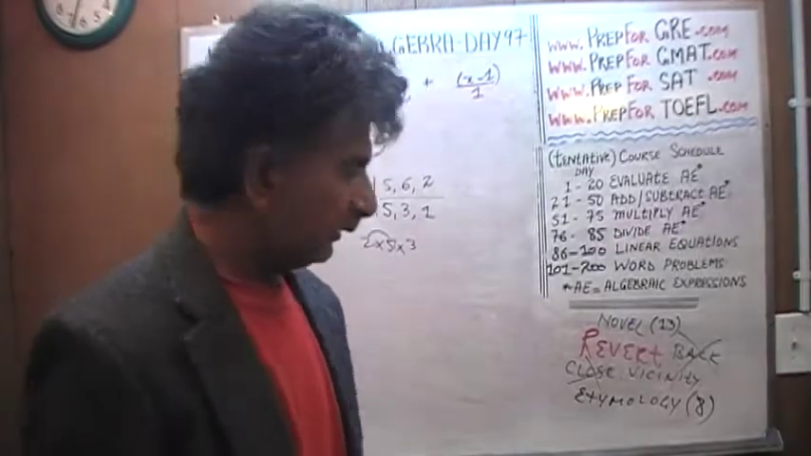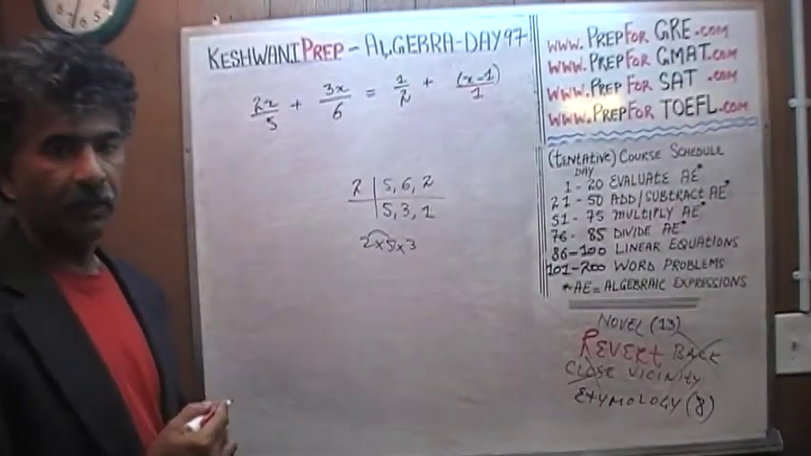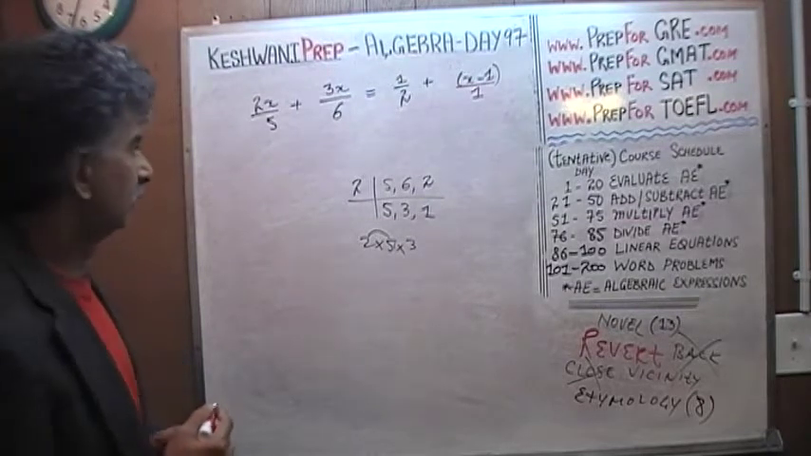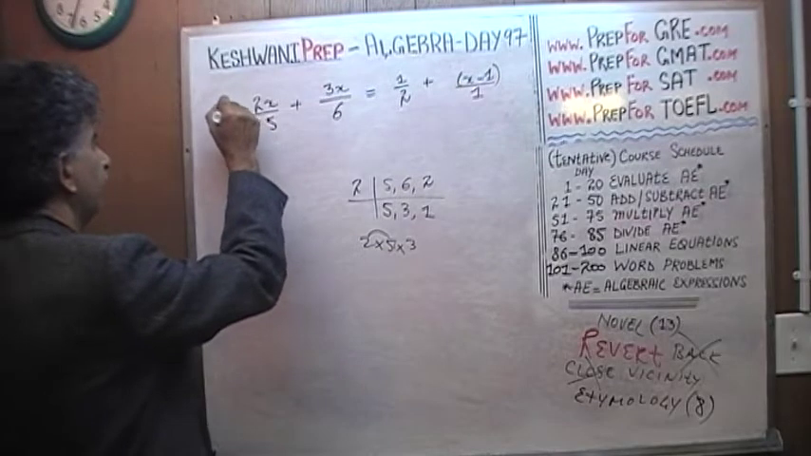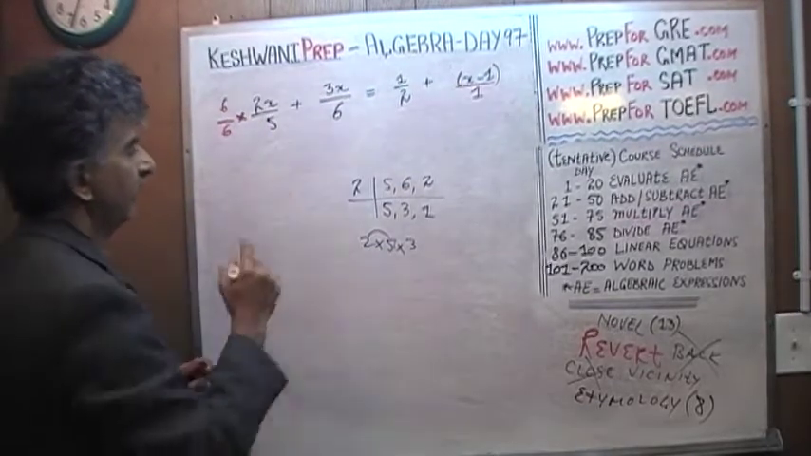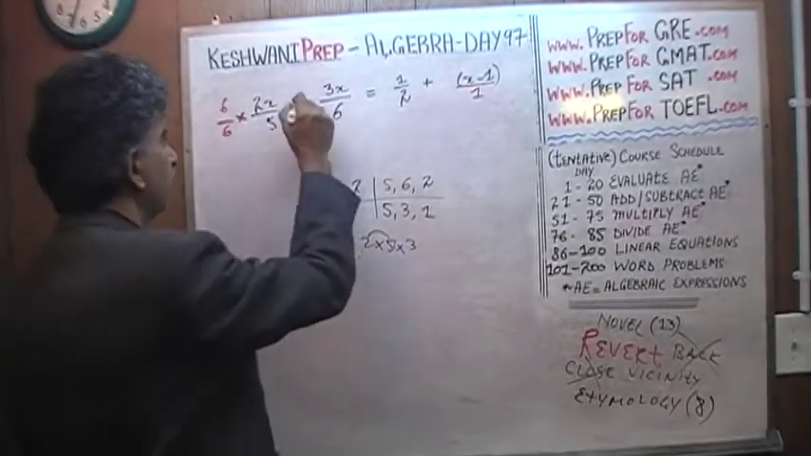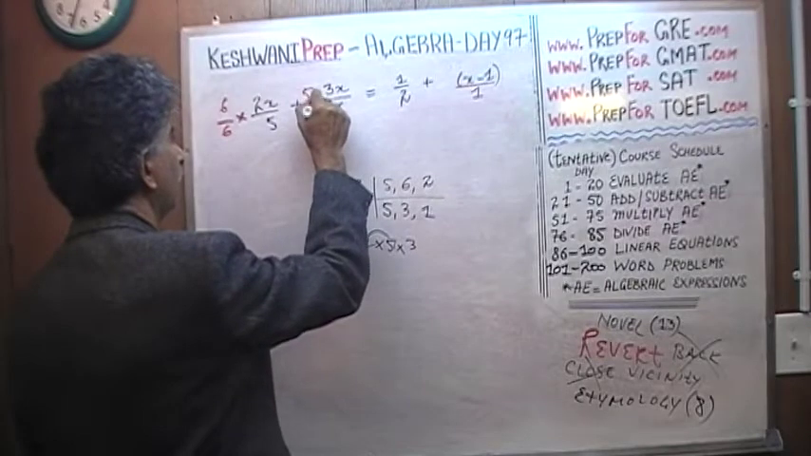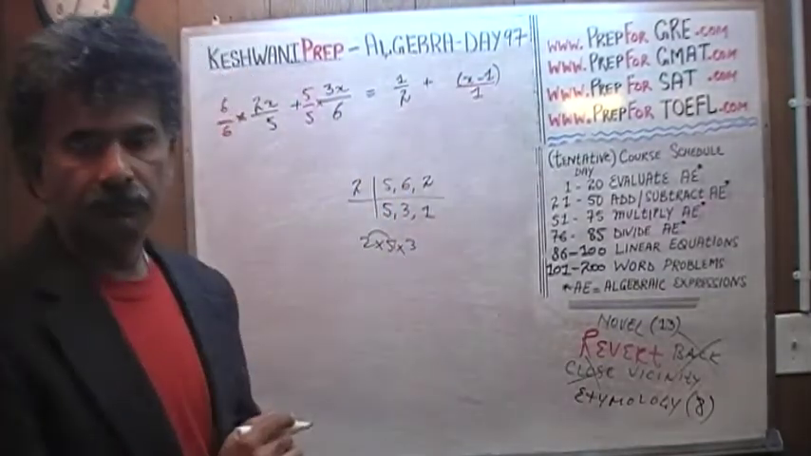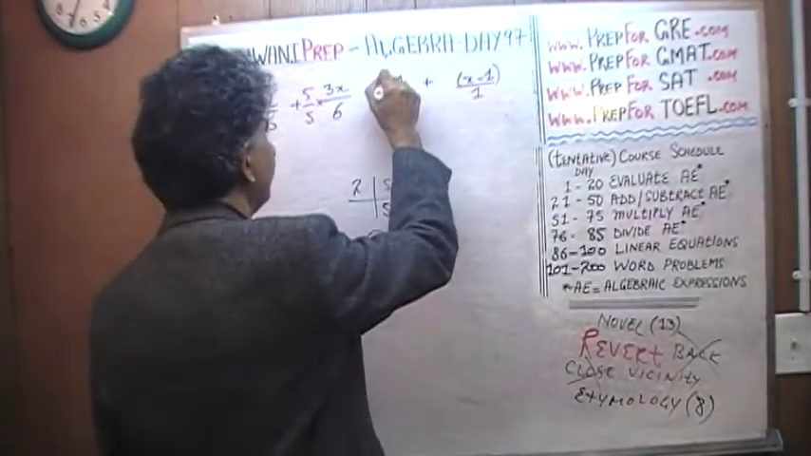Now the question is, this guy has a denominator of 5. How do we convert this 5 into a 30? Well, multiply top and bottom by 6. Now it is 30. This guy has a denominator of 6. How do we convert that into 30? Multiply top and bottom by 5. Voila. This guy has a denominator of 2. How do we convert that into 30? Well, multiply the top and the bottom by 15.